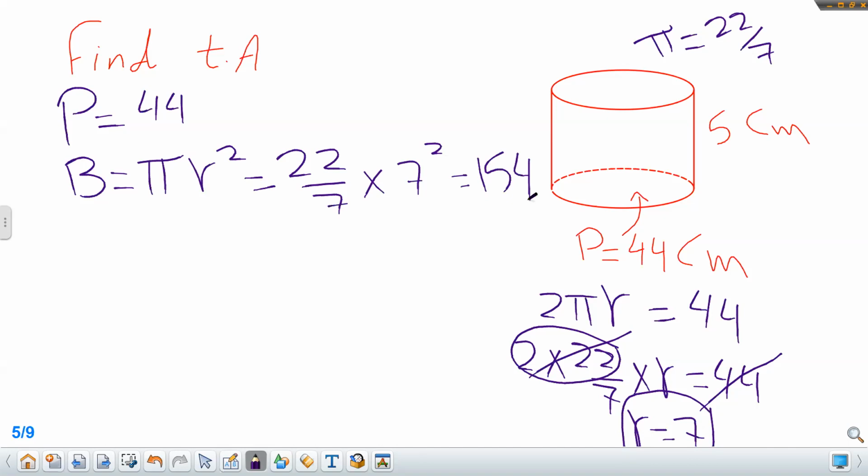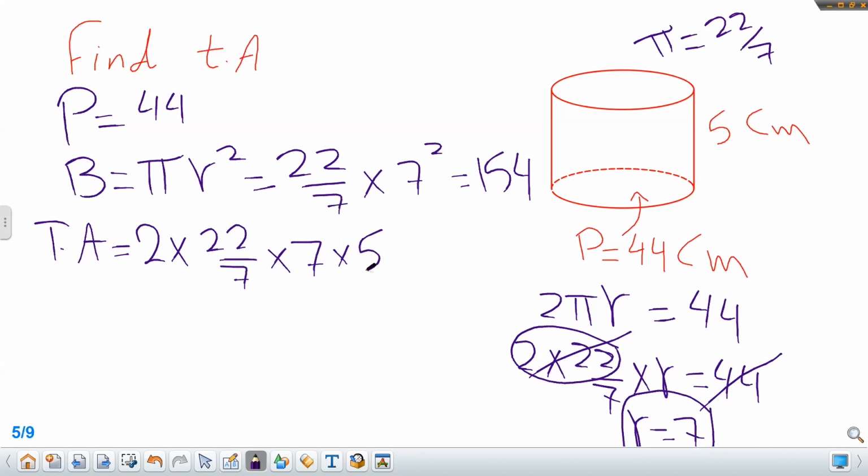And let's go to total area. Total area equals lateral area plus 2 times base area. What about lateral area? Lateral area of the cylinder is 2 pi r h. So 2 times 22 over 7 times radius, which is 7, times height, which is 5, plus 2 times base area, 2 times 154. You got it.